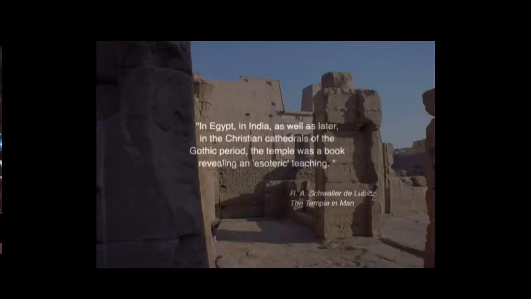Here's another quote from Orion de Lubitsch's The Temple and Man. "In Egypt, in India, as well as later in the Christian cathedrals of the Gothic period, the temple was a book revealing an esoteric teaching." Now, considering his book is called The Temple and Man, what do you think that esoteric teaching is? The teaching is that in these various cathedrals, they are showing the same thing. They're showing the temple and man.